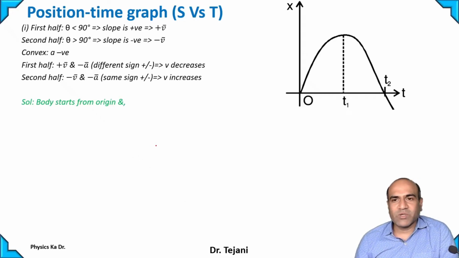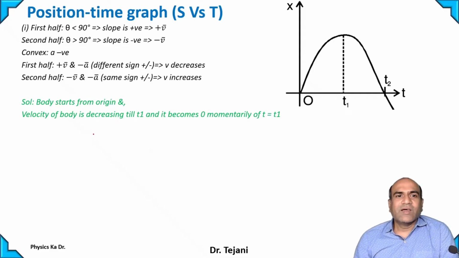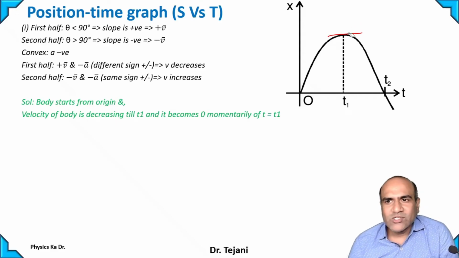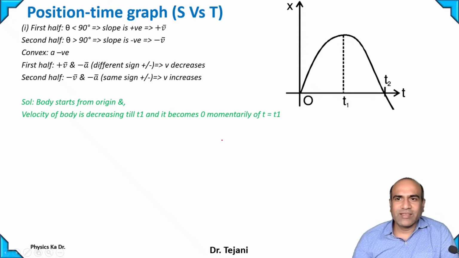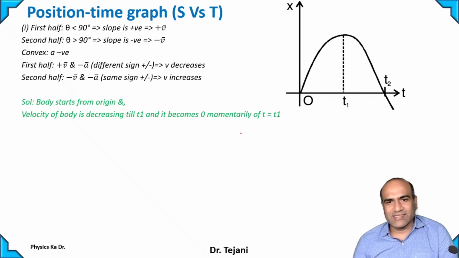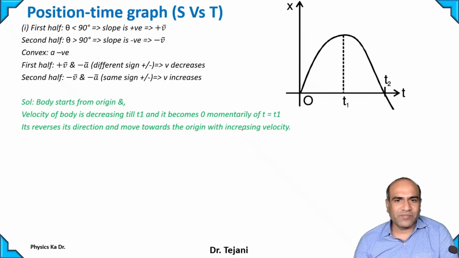So the body starts from the origin, and then the velocity of the body decreases and becomes zero when there is no slope. Here the slope is zero. So at that time, at t1, the velocity is momentarily zero, and then it decreases further. The direction reverses, and velocity in the reverse direction increases.